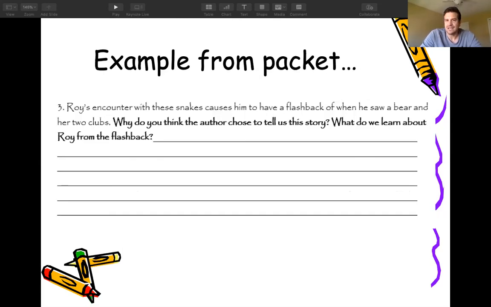Roy's encounter with these snakes causes him to have a flashback when he sees a bear and her 2 cubs. Why do you think the author chose to tell us that flashback story? Well, what do we learn about Roy from that flashback? So a flashback will often help us learn more about a character.